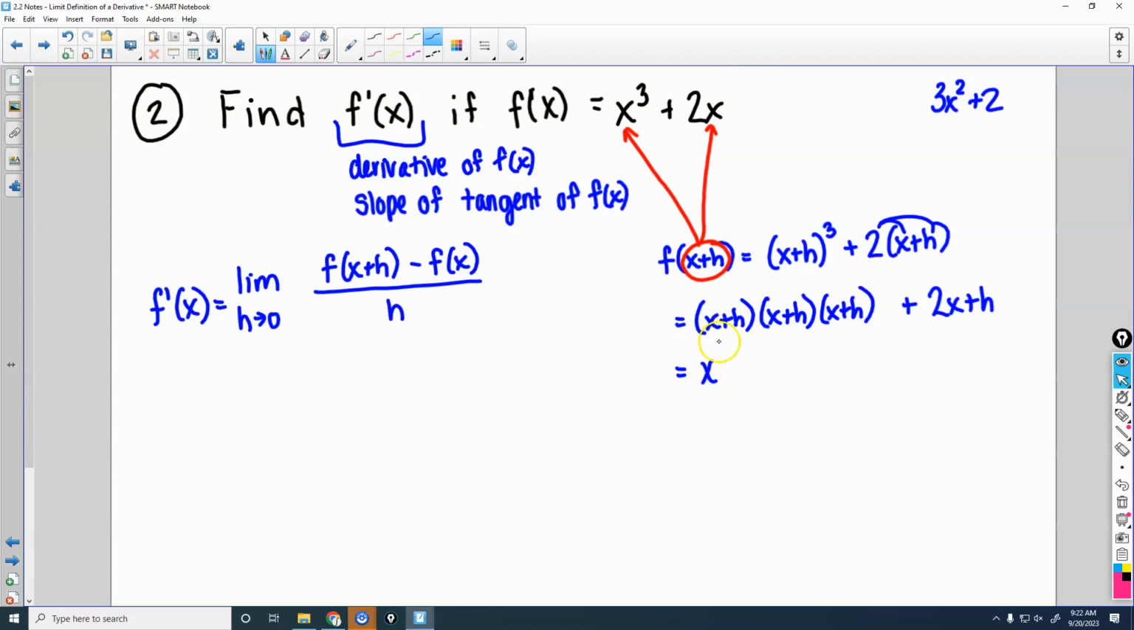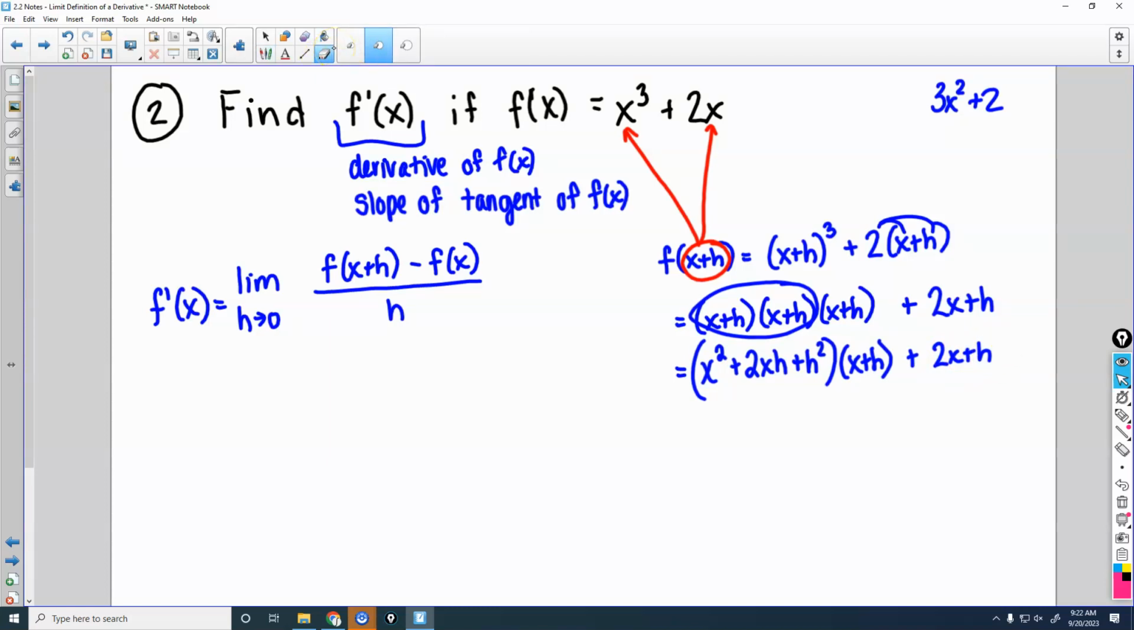So that's going to give me x squared plus 2xh plus h squared. That's what I'm going to get if I multiply these two together, but I still have an x plus h here. Oh, I messed up on that, didn't I? What have I messed up on? You might see my mistake. That should be a 2h right there.